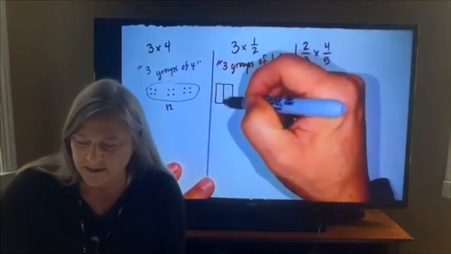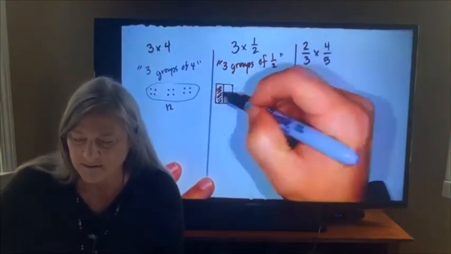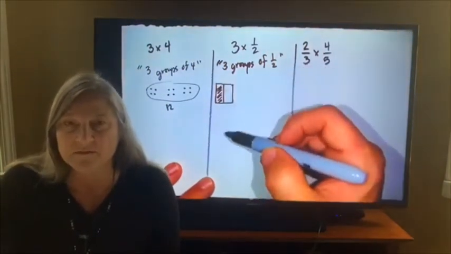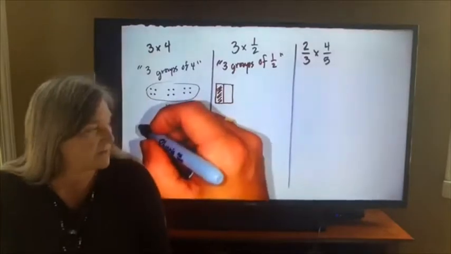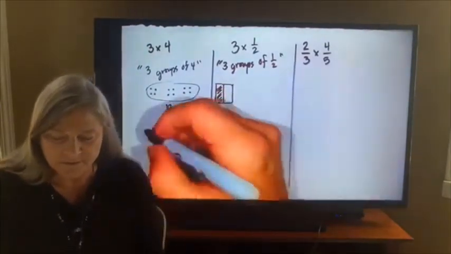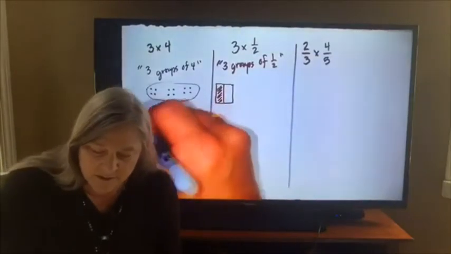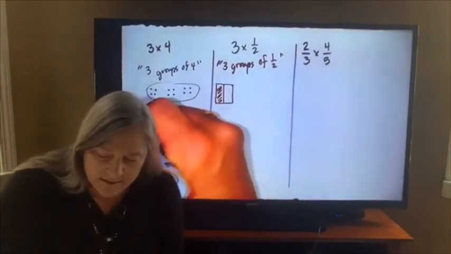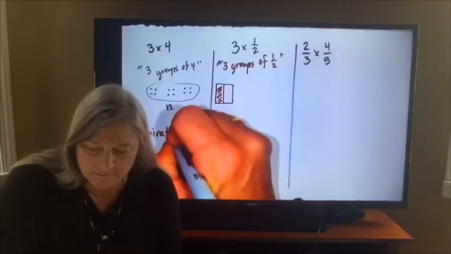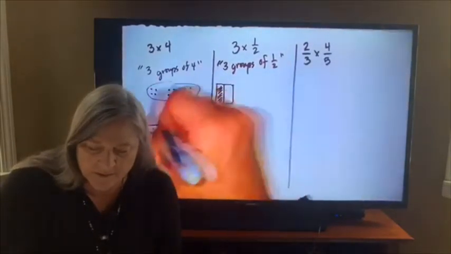So I'm going to make my square. There's a half. I have 2 parts and one of them is colored in. Remember when we talked about fractions before, remember where those numbers come from. We have a denominator and we have a numerator.